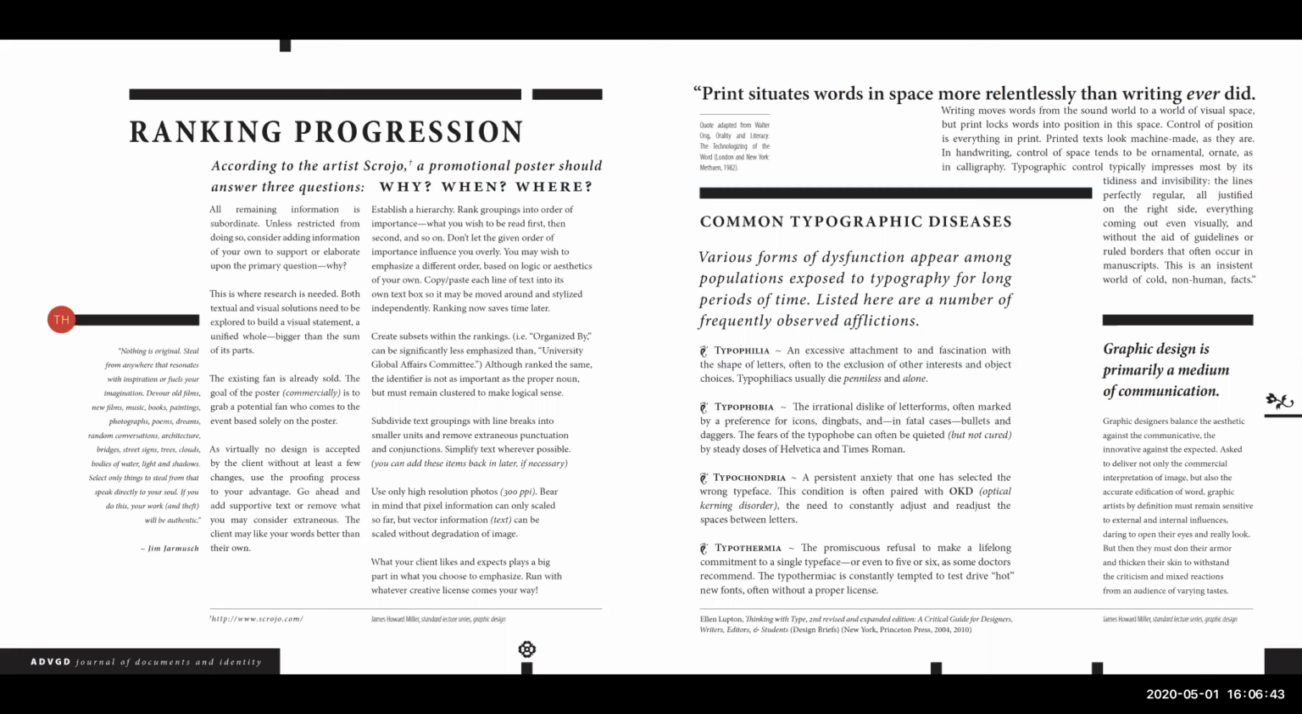The paragraph next to it, under the why, when, and where, that starts with establish a hierarchy, that's just plain old left justified. But you will notice that the leading on both paragraphs is the same. So the spaces between the lines in the fully justified paragraph and the spaces between the lines of the left justified paragraph line up spot on.